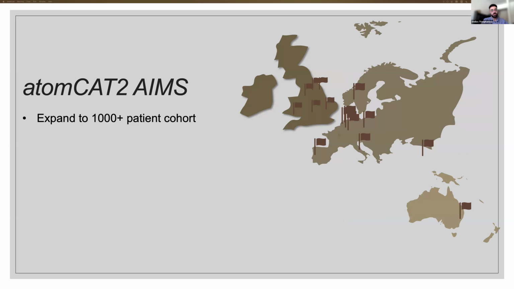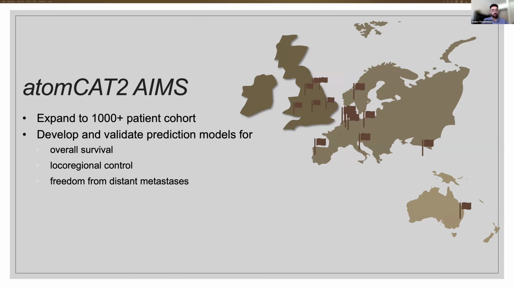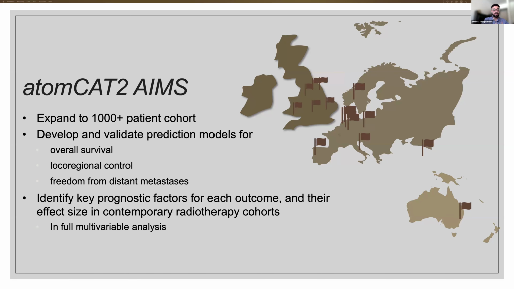So in atomCAT-2, we aim to expand our cohort in order to analyze data from more than 1,000 patients. And in addition to overall survival, we also wanted to explore 2 more clinically important outcomes: local regional control and freedom from distant metastasis. And ultimately, through developing and validating these federated prediction models, we aim to identify key prognostic factors for each of these 3 outcomes.